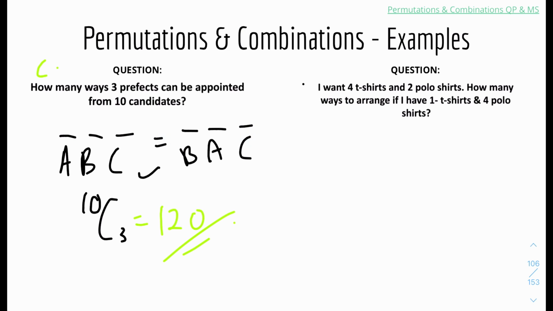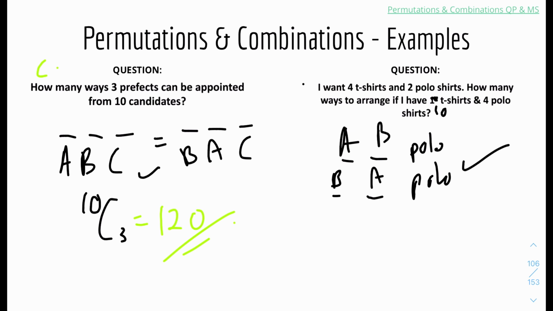I want 4 t-shirts and 2 polo shirts. How many ways to choose if I have 10 t-shirts and 4 polo shirts? So let's just think of it this way. We want 4 t-shirts and 2 polo shirts. Let's just take the polo shirts for example. Let's say you have polo A and polo B selected. Would polo A and polo B being selected be the same as polo B and polo A being selected? And it is the same, because you still have both of the polo shirts and the order doesn't really matter when you pick them out.